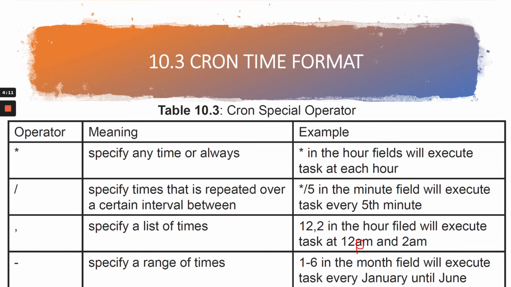Lastly, we have the hyphen, also called dash. It specifies a range of time. So if you have 1-6 in the month field, it will execute the task every month from January until June.